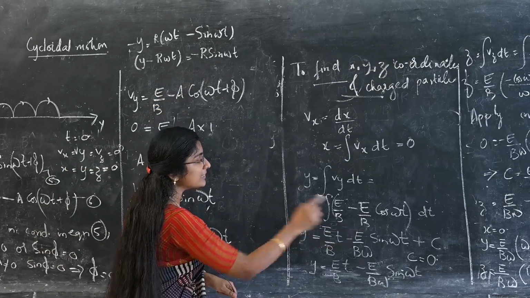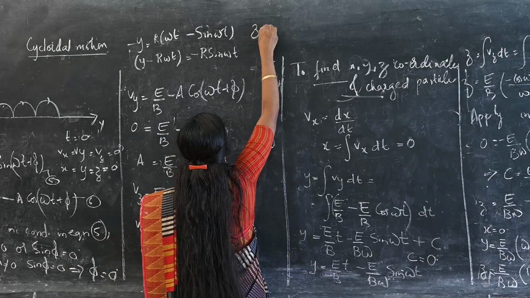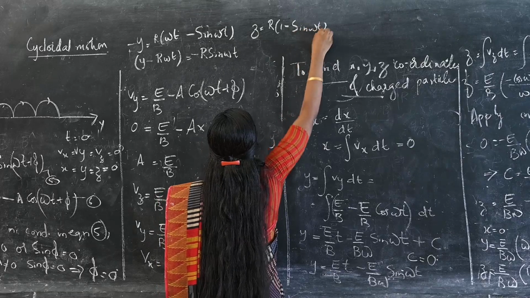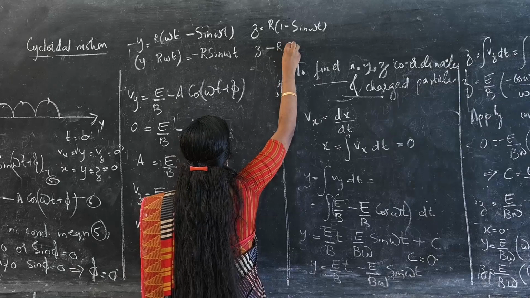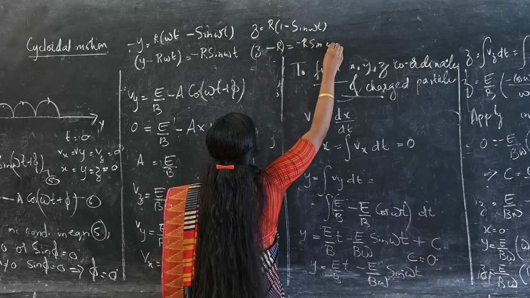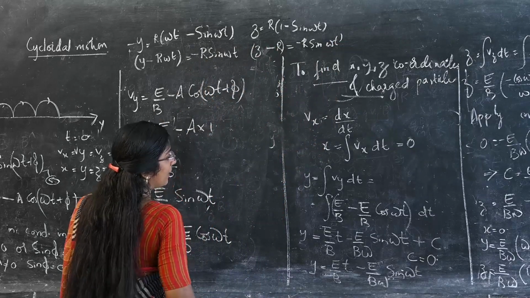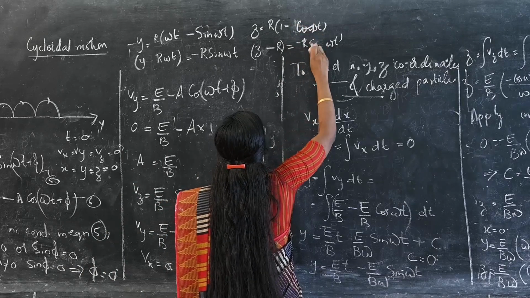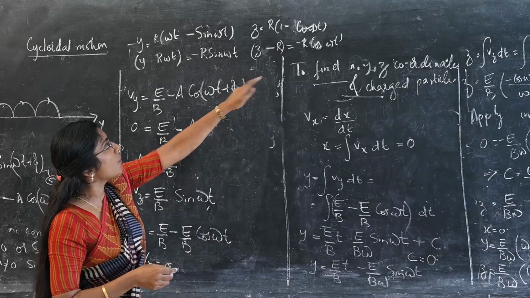Next I rearrange the equation for z. We had got it as z is equal to r into 1 minus cos omega t, so z minus r is equal to minus r cos omega t. I think here it was cos omega t, not sin. So I write this as z minus r is equal to minus r cos omega t.